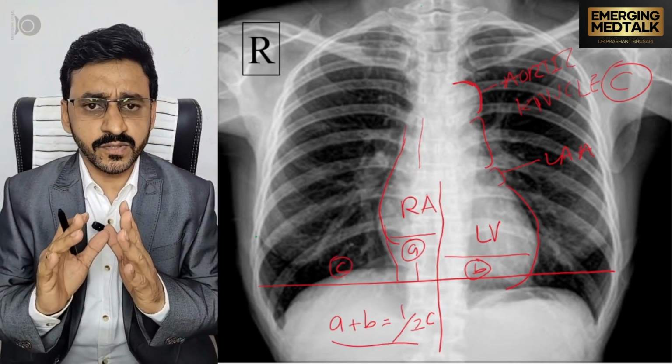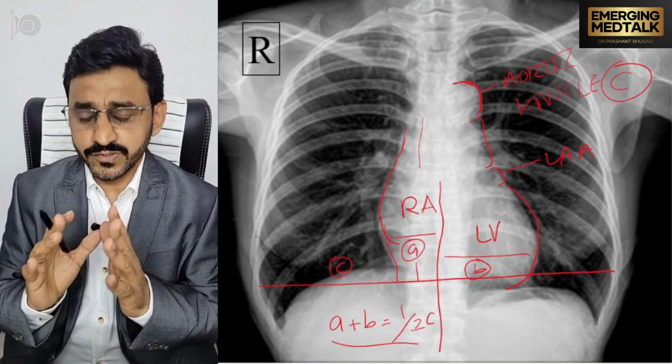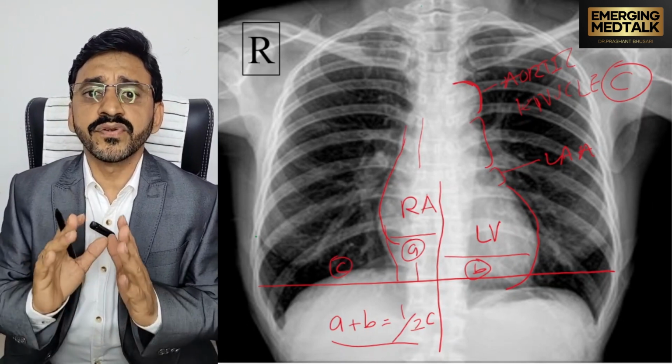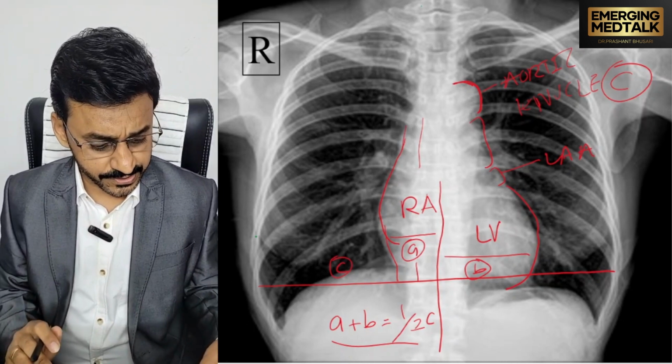If the diameter of the thorax is 30 centimeters, then the diameter of the cardiac shadow will be around 15 to 16 centimeters, that is 50 to 55 percent. So this is the cardiothoracic ratio.